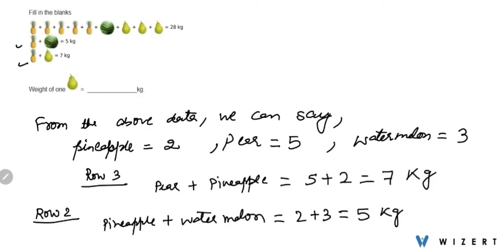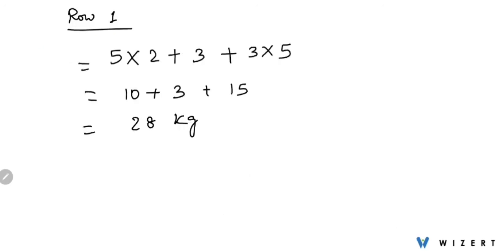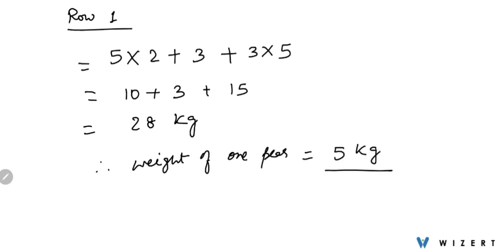And in row 1 we can see it is 28 kg. Hence we have assumed pear as 5 correctly, so 5 kg will be the answer. Therefore we can say that the weight of 1 pear is equal to 5 kg. So this is our answer.